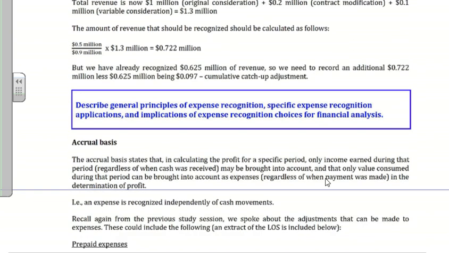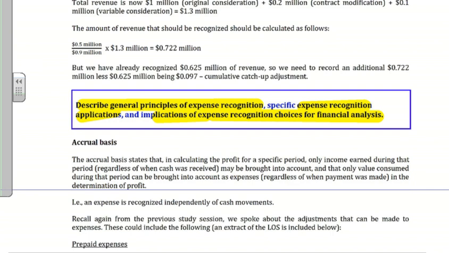We've had a quick look at revenue. We move now to expenses. Describe general principles of expense recognition, specific expense recognition applications, and implication of expense recognition choices for financial analysis. As you can see, this particular learning module on income statement is quite a generic, general type of reading. We go into a lot more specifics of the income statement when we go through them in the core readings, which is going to come up a little bit later on.